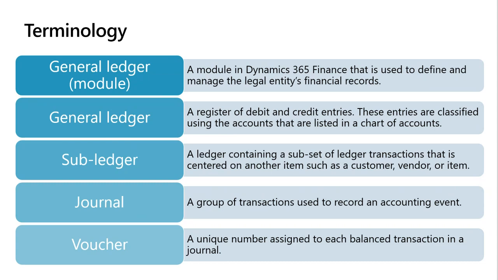Again, since Dynamics 365 is a double entry accounting system, this means that each transaction must balance. In other words, each voucher must have an equal amount of debits and credits. The voucher number that's assigned to the transaction is the unique identifier when you're viewing the details of that transaction in the general ledger.